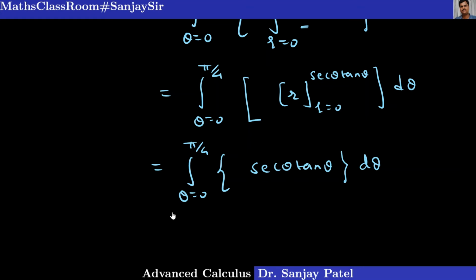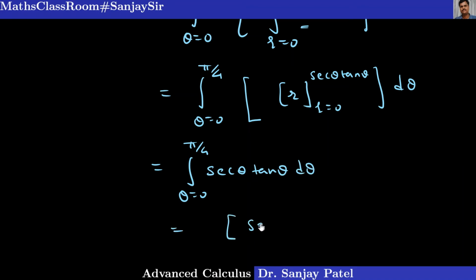And what is the integral of sec theta into tan theta? I need not write this also. I can drop these brackets. So just simply the integral of sec theta into tan theta, because if you put r equal to sec theta tan theta and r equal to 0, what you will get is only sec theta into tan theta d theta, which is a very simple integral. The derivative of sec theta is sec into tan, so the integral of sec into tan is sec theta, with theta from 0 to pi by 4.